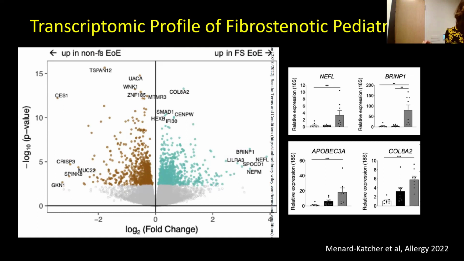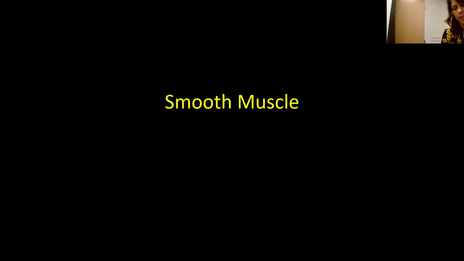Then she took those biopsies and she did what's called bulk RNA sequencing. So then she asked, what are the differences in the transcriptomic profiles, and are there any? And there are. Collagen 8A2, so a different deposited collagen, SMAD1, that's downstream of TGF beta family member transcription. And then she validated that. So the transcriptome of a patient that has EOE with fibrostenosis is different from the transcriptome of a patient that has EOE but doesn't have fibrostenosis.